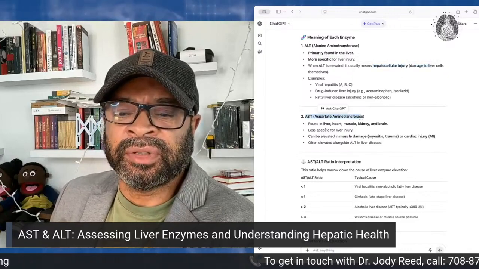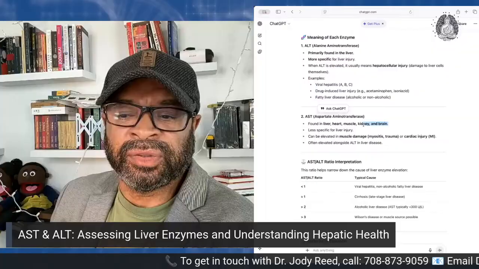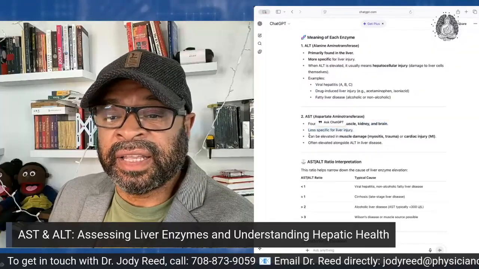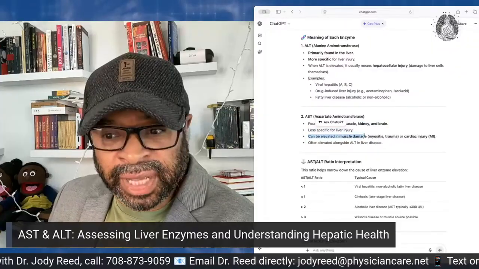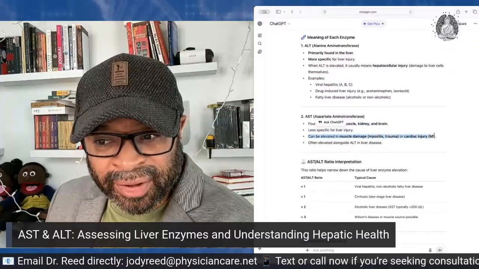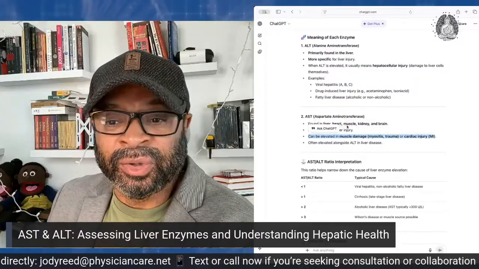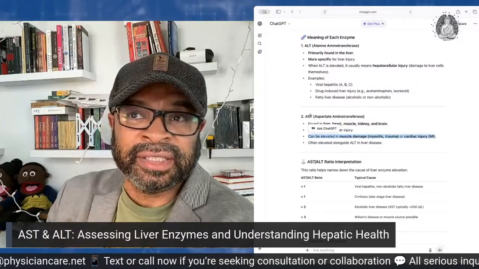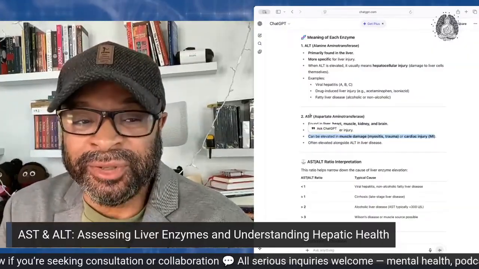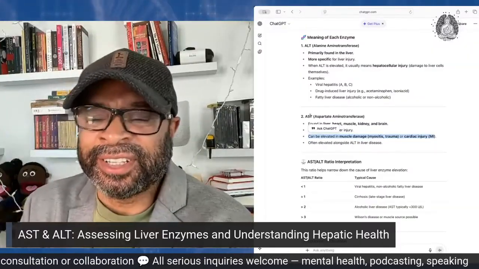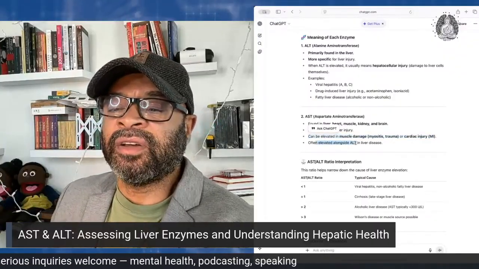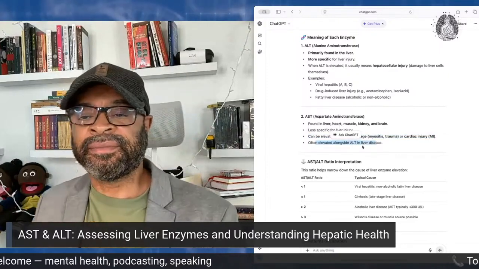AST, aspartate aminotransferase, is found in the liver, the heart, the muscle, kidney, and the brain. It's less specific for liver injury, all right? And it can be elevated in muscle damage, myositis, trauma, or cardiac myocardial injury. So when I see an elevated AST, I know there's a major organ system issue, right? It's a major organ system issue, often elevated alongside ALT in liver disease.